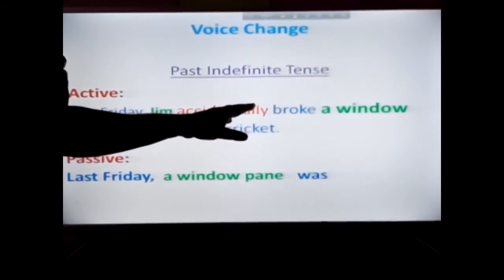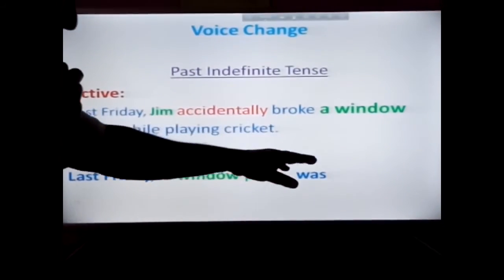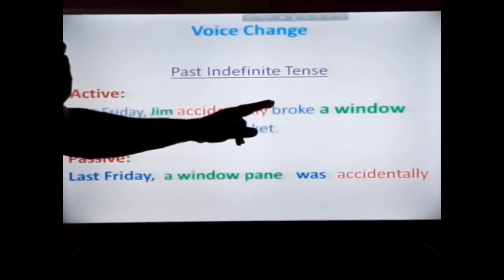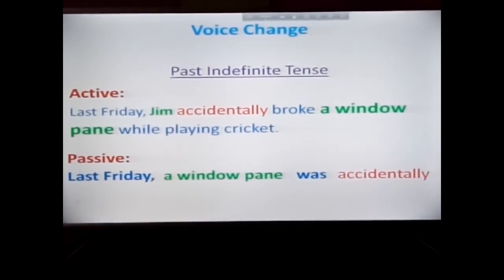So you have to keep this adverb before the main verb of your passive sentence also. So okay, and you have to keep it as it is, no change at all. After the adverb, you use the main verb of the active sentence in its past participle form in the passive sentence. Broke is broken in the past participle form.